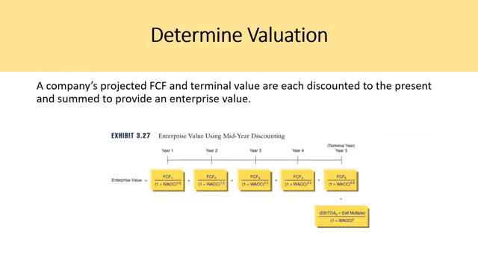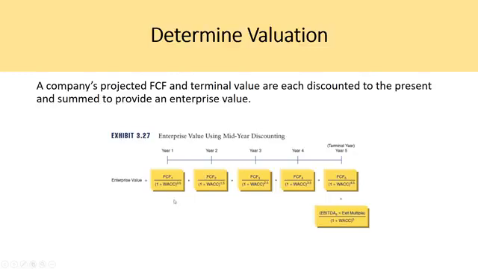Okay? So let's look at a simple illustration. We're very close to the end of the video, don't worry. So a company's projected free cash flow and terminal value are each discounted to the present and summed to provide an enterprise value. Right? So here we have years 1, 2, 3, 4, and we're assuming year 5 is the terminal year. So you can project the free cash flow. After all of our assumptions, which we talked about in the previous slides, we get our free cash flow in year 1, 2, 3, 4, 5.